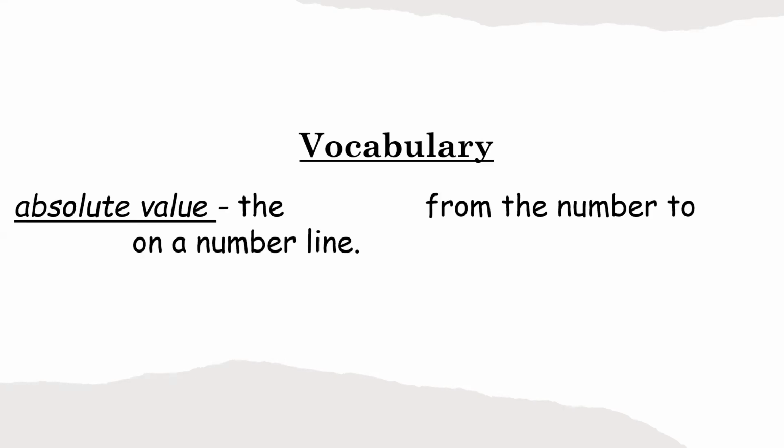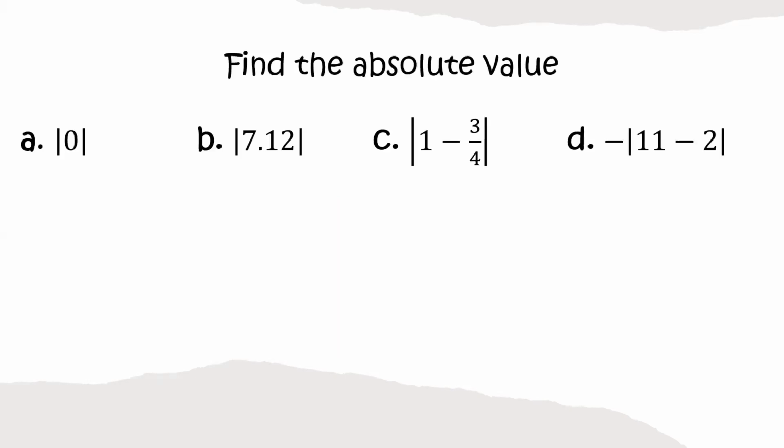All right, so your vocabulary, absolute value. It's the distance from the number to 0 on a number line. So from whatever number it is to 0, it's how many hops it is away, how far away it is on a number line. So let's find the absolute value.